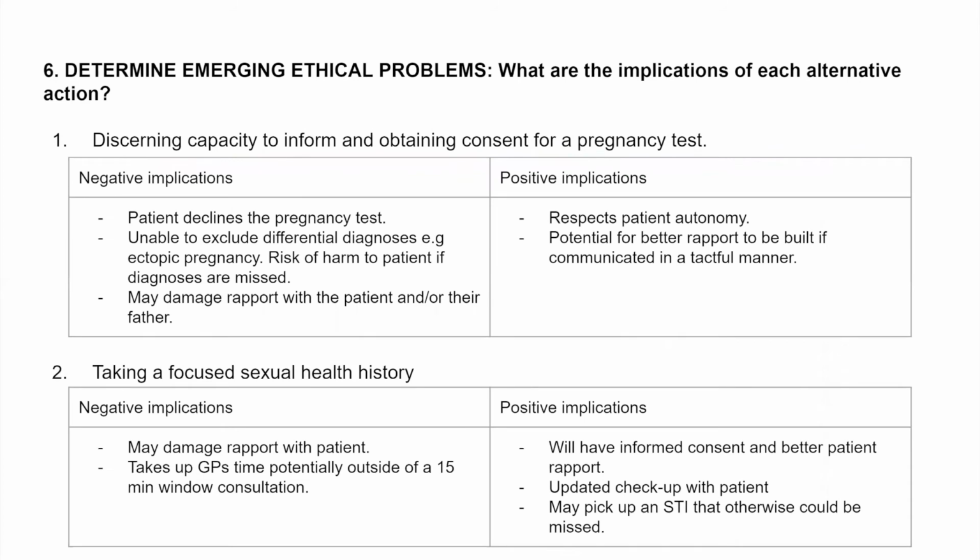There are some ethical problems with each alternative action. These negative implications include poor rapport between the patient and the doctor, and a potential for missing an ectopic pregnancy, which could cause harm. Some positive implications include respecting the patient's autonomy and having informed consent, and better communication and trust between the patient and the doctor.